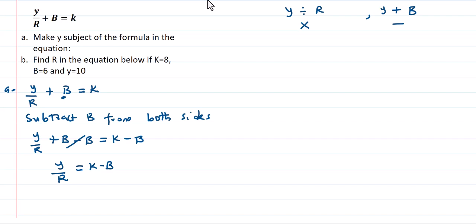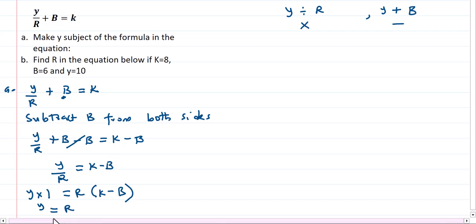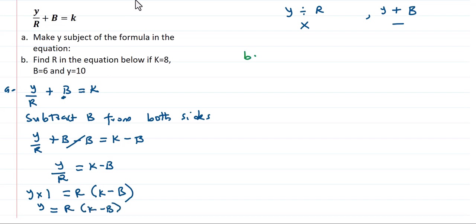Now let's focus on R. How can we remove R? By simply cross multiplying. So cross multiplying, you can have that Y multiplied by 1 is equal to R bracket K minus B. Why I use the bracket is because R is multiplying both K and B, not just only K. So doing that, we can have that Y is equal to R bracket K minus B, and we are done.